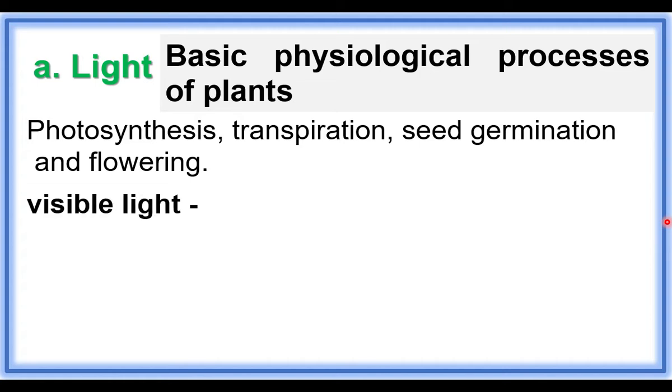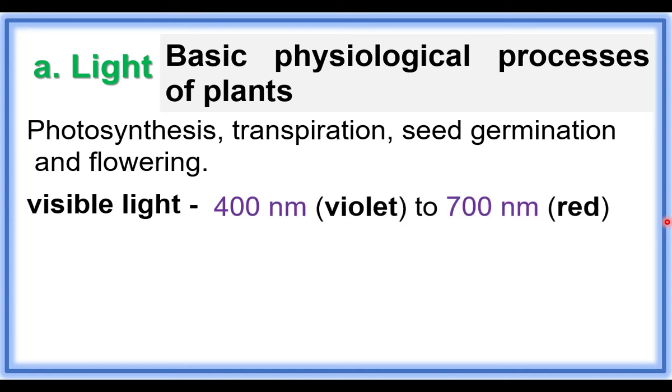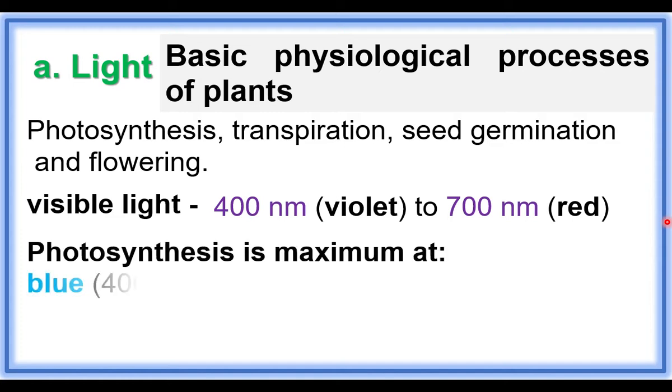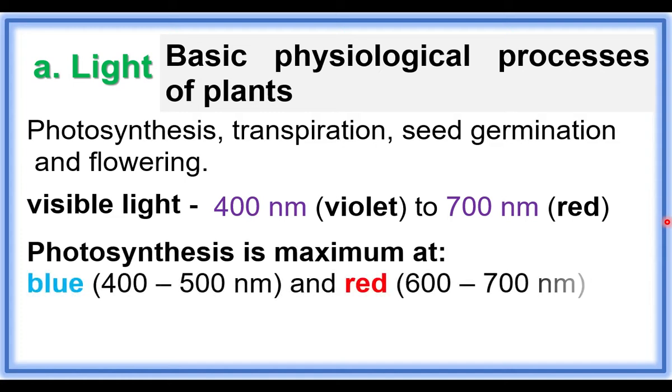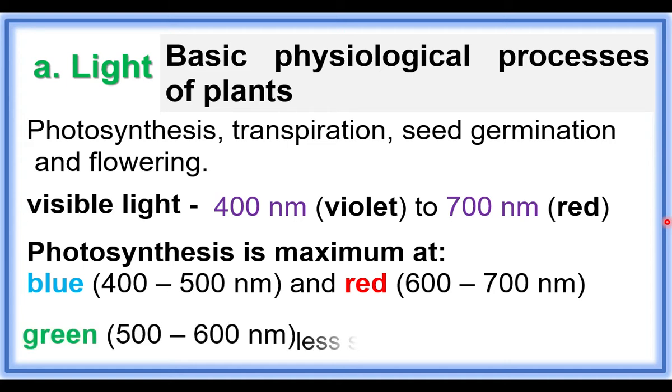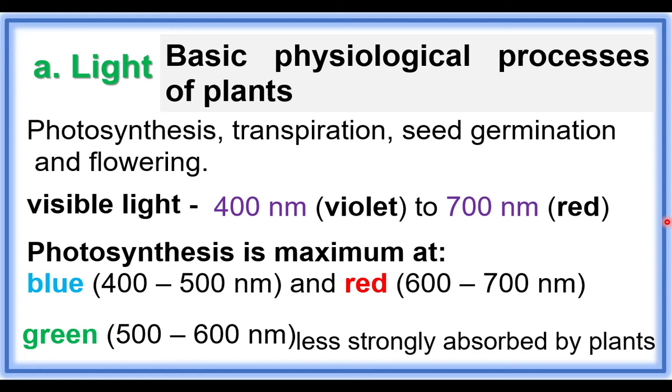We know what visible light is. The VIBGYOR region, violet to red, 400 to 700 nanometer wavelength, is visible light. Photosynthesis is maximum at the blue and red regions. Green areas are less strongly absorbed by plants. Plants strongly absorb the blue and red regions for photosynthesis.